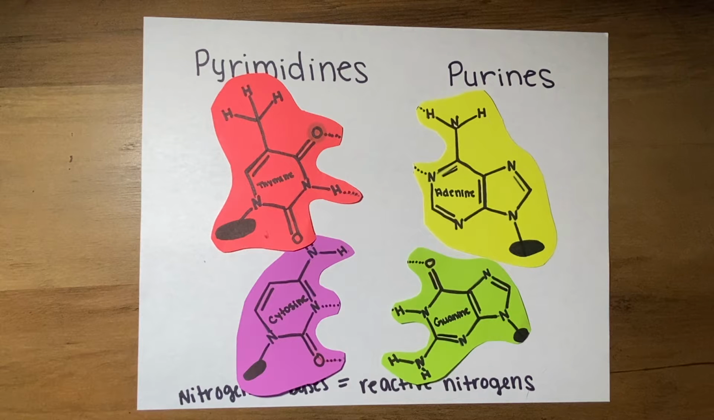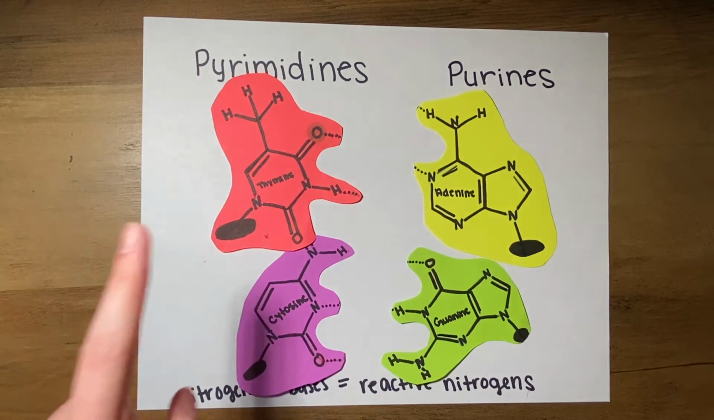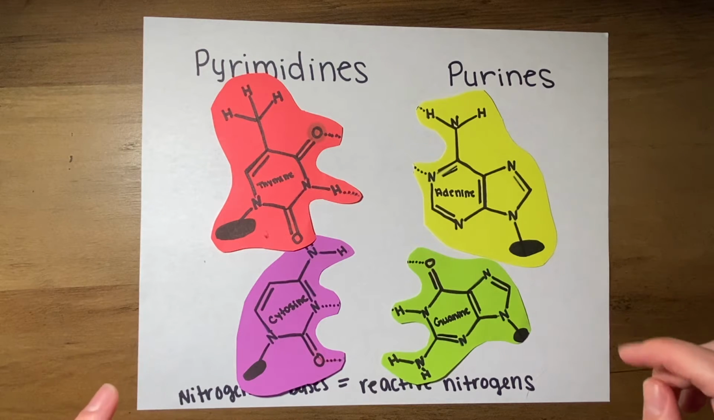In this video, we're going to be examining the Watson and Crick DNA model. Watson and Crick developed the structure for DNA in 1953, and we still use it today. We'll start by looking at the four nitrogenous bases in DNA. These bases are thymine, cytosine, adenine, and guanine, and they're split into two groups, pyrimidines and purines.